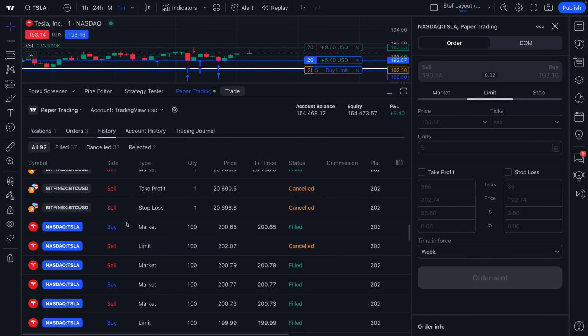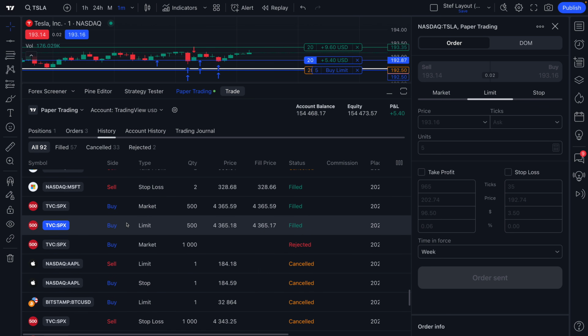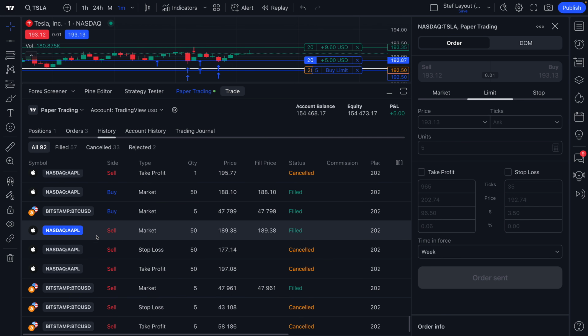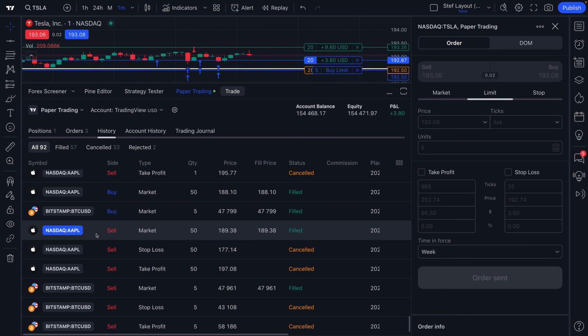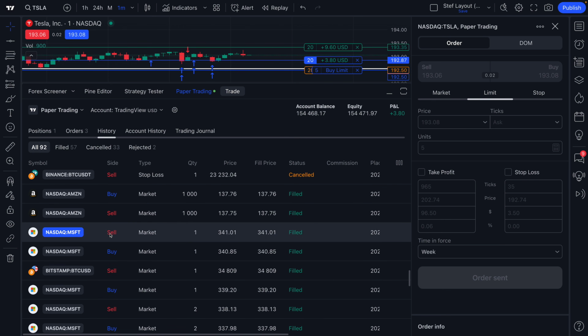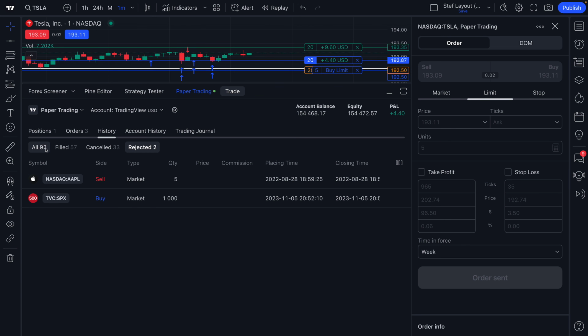History is especially powerful because history will track your account all through time. In fact, you'll see here we placed some Apple trades, but you weren't watching the video when we placed these. But in the history section, we can go that far back in time to see all of these trades, the filled trades, canceled trades, and rejected trades.